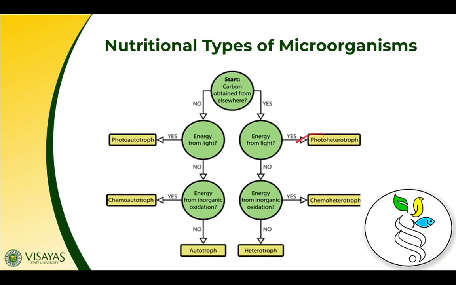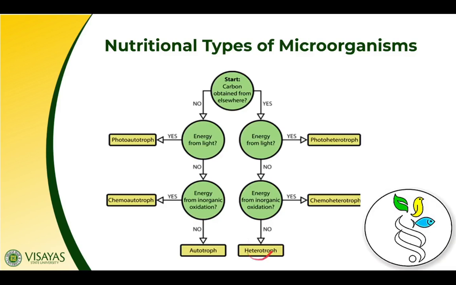Now, if the carbon source is not from organic compounds, then you ask, what is the source of energy? So if it is from light, then that microorganism is a photoautotroph. If it is from the oxidation of inorganic compounds, then that is a chemoautotroph. Now you should be able to remember that if carbon dioxide is the source of carbon, then that is an autotrophic organism. If organic compounds or other compounds, then that is a heterotrophic organism.